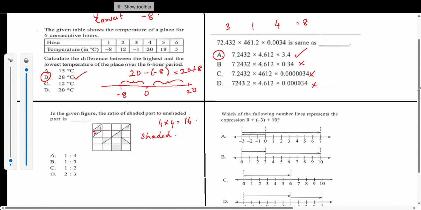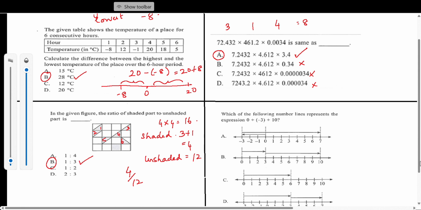So 1, 2, 3, 4, 5, 6. So 6 triangles make up for 3 whole checks plus this is 1. So 4 of these squares are shaded. Of the 16, if 4 are shaded, obviously the remaining 12, 16 minus 4 are unshaded. We need the ratio of shaded to unshaded, that is 4 by 12, which simplifies to 1:3.